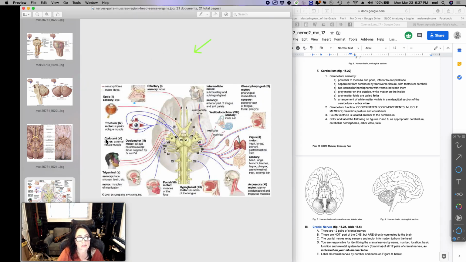Okay, so as far as the functionality of the cranial nerves, I like this picture just for basic functionality, although it's not called abducent, it's called abducens. So this is kind of a cool picture. I'll post this for you guys, just to put structure and function.